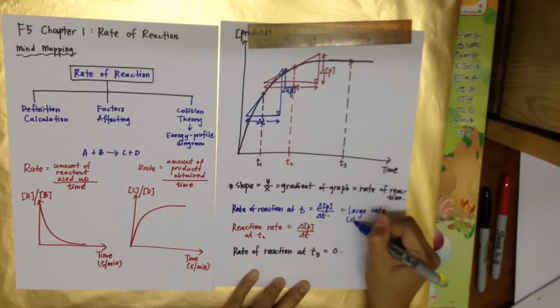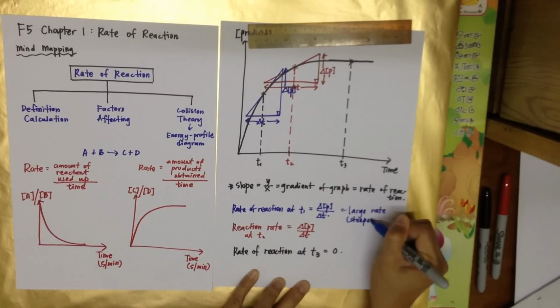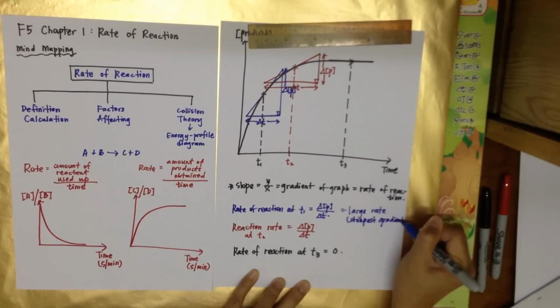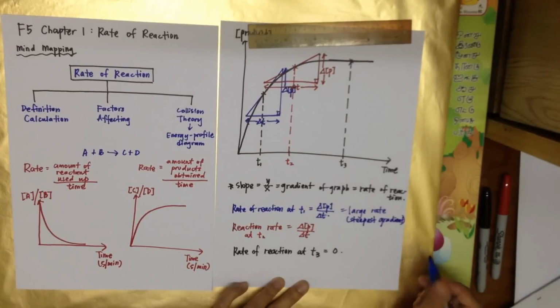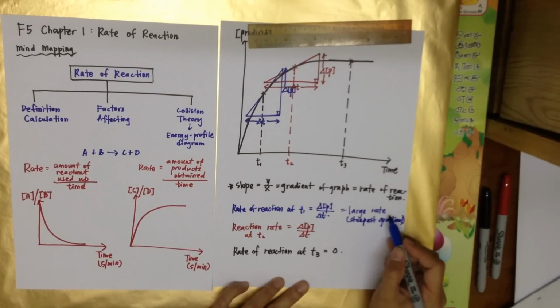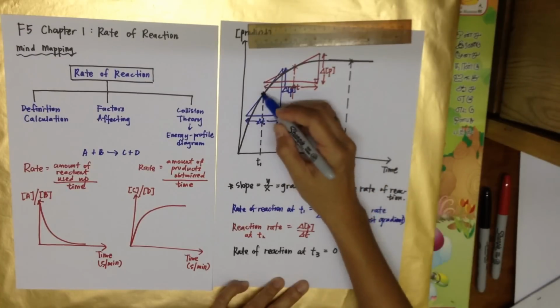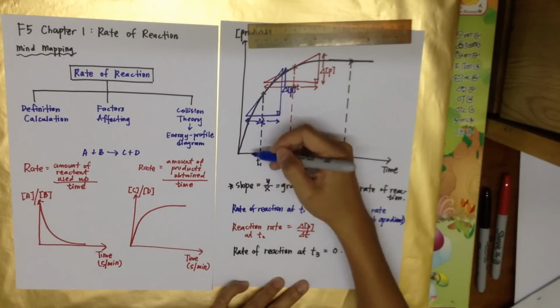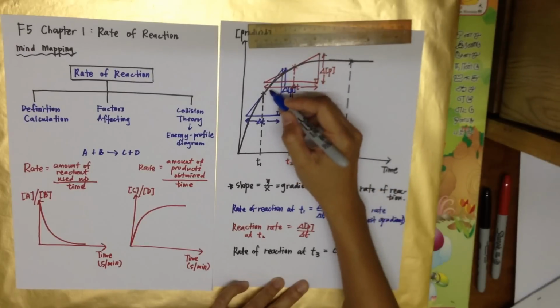because of the steepest gradient. So a large rate also represents that the reaction proceeds very fast because it is at the beginning of the reaction, where a lot of reactants readily produce the product.